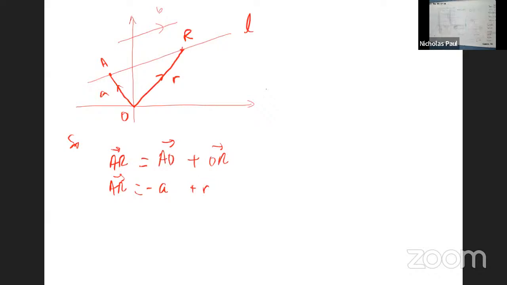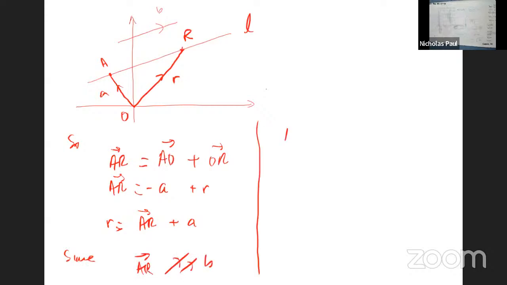So if I made r the subject of the formula, r is basically any position vector along L. r is equal to AR plus a. Are you okay with that? Now, since AR is parallel to P, what does that mean? It means that AR, parallel vectors are what?